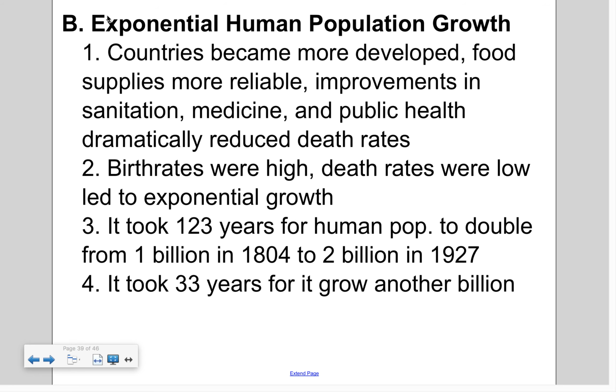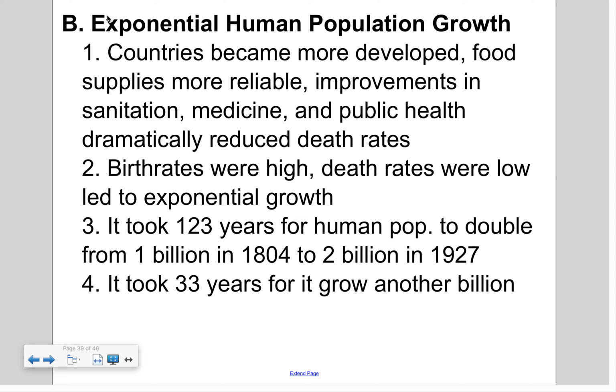Now, human population growth is exponential. Our countries all over the world have become more developed, their food supplies more reliable. Sanitation has improved. Medicine has improved. Public health has dramatically reduced death rates in a lot of parts of the world. I'm not saying every part of the world, but in a lot of parts of the world. And so now we're seeing birth rates really high, death rates really low, we're living to a longer age, and so now we have this exponential growth.